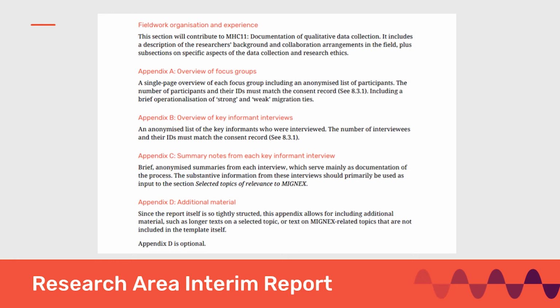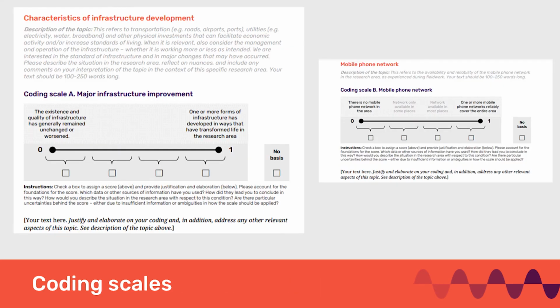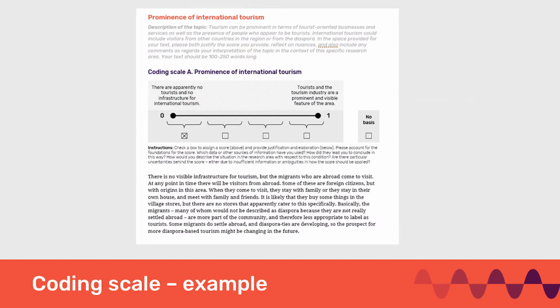In the research area interim report, one of the key parts are all of these themes which I just listed, and for many of these we have coding scales which should be filled in. And these coding scales look like this, and you might take the example of major infrastructure improvement, which is the first one that we'll find, so coding scale A, and in the handbook chapter we also have an example which is illustrated there. But the point with this coding scale is to actually tick one of the boxes.